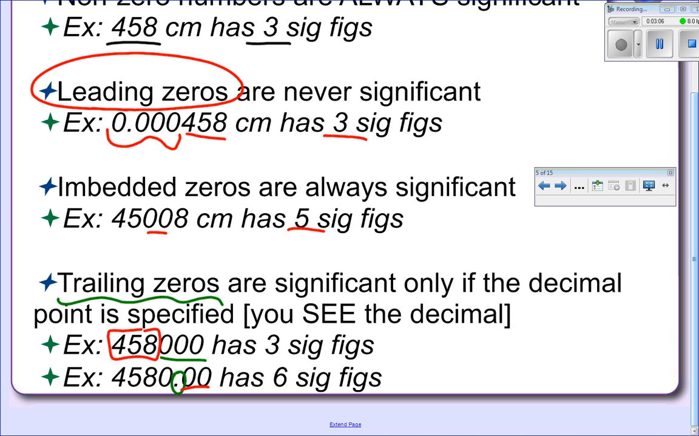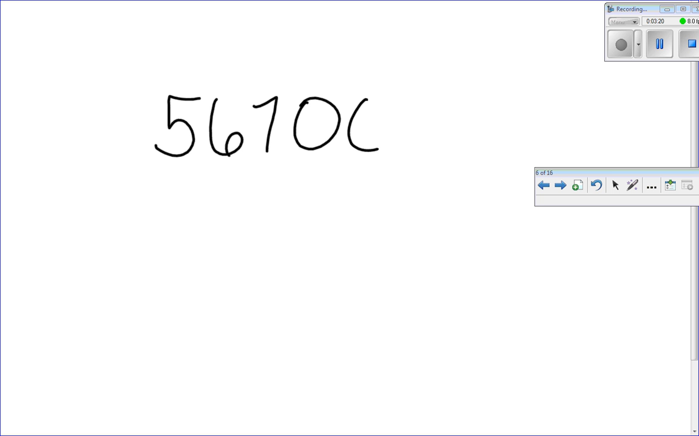So a little trick that I do when I take a look at a number, the first thing I look at, so let's just make up a number: 5, 6, 7, 0, 0. First question, is there a decimal? If there is no decimal, I look at the back. So I see that these 2 are just placeholders. This would have 3 significant digits. I just call them sig digs.